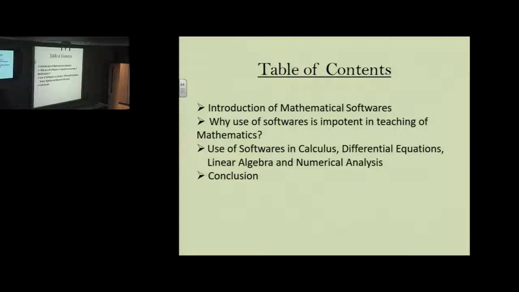My talk has the main contents which you can see here. I will introduce mathematical softwares. Then I will explain why the use of software is important for teaching of mathematics. Then I will show some examples of uses of softwares in calculus, differential equations, linear algebra, and numerical analysis. And finally, I will conclude my presentation.